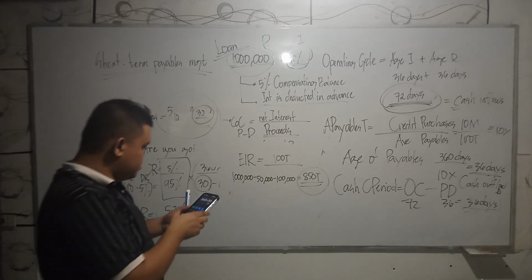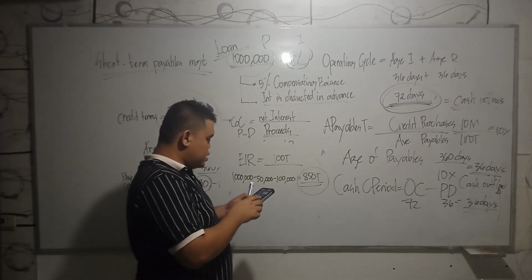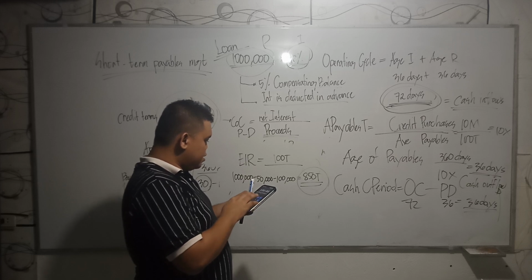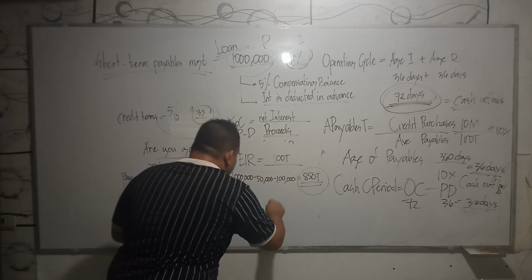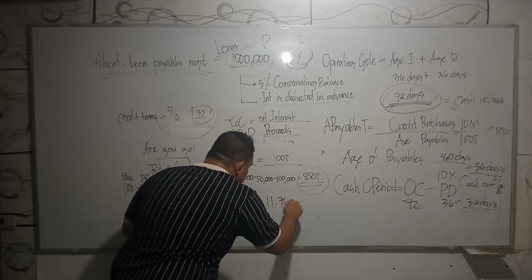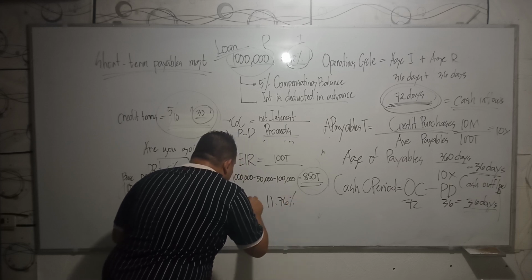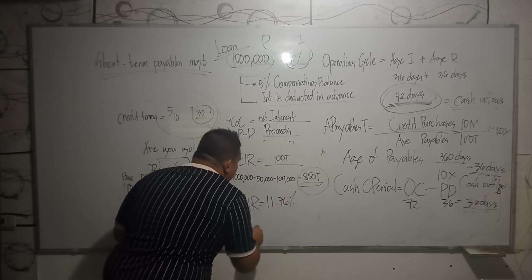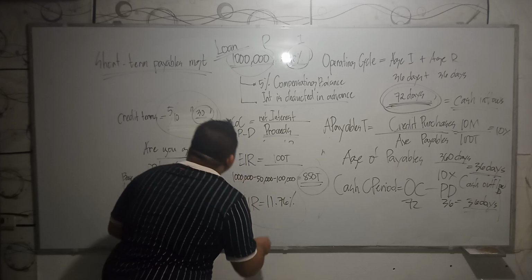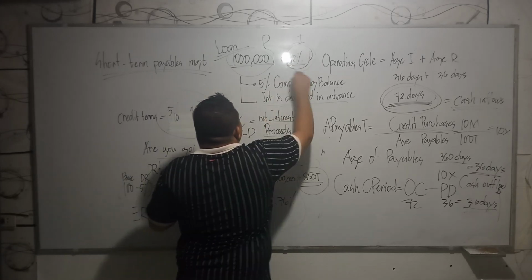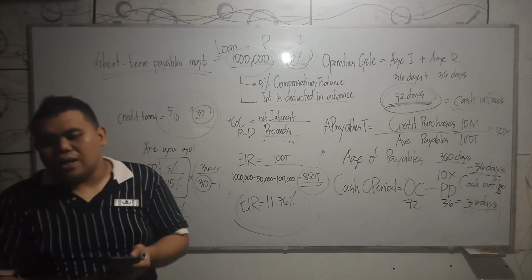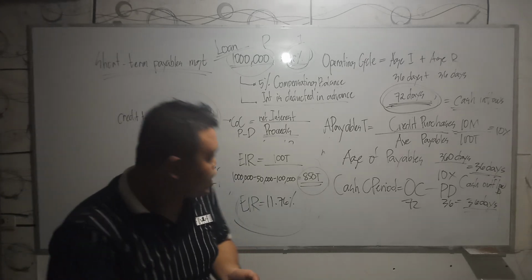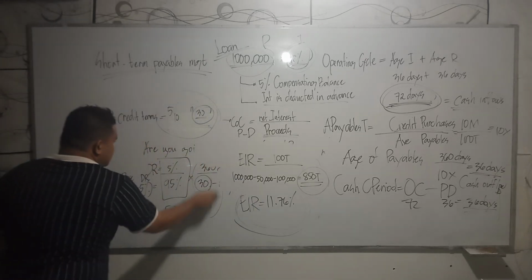So, what will happen? 100,000 divided by 850,000, that's 11.76%. That's the effective interest rate or the real rate. So this is just the nominal rate. This is the real rate. Okay? So that is the one that you are going to compare with this.